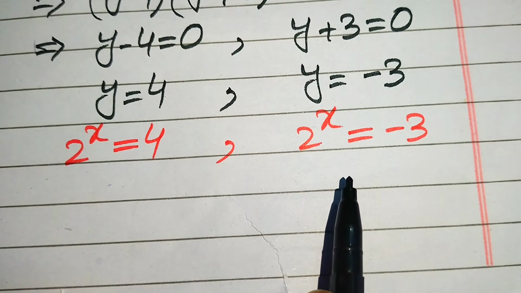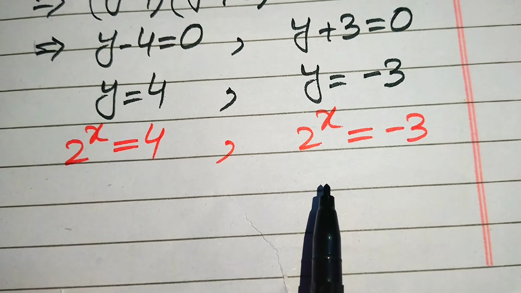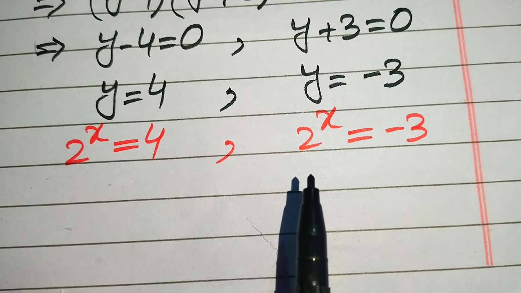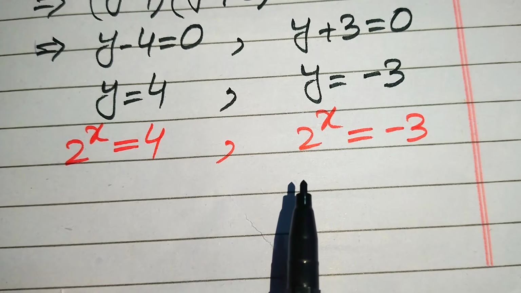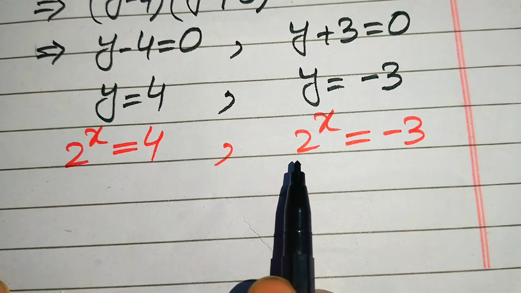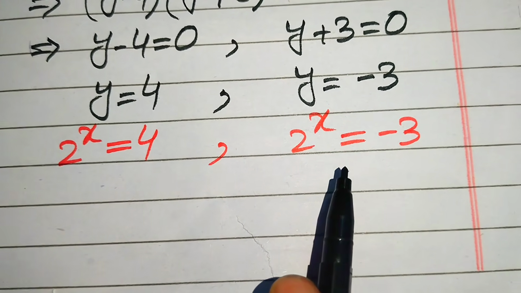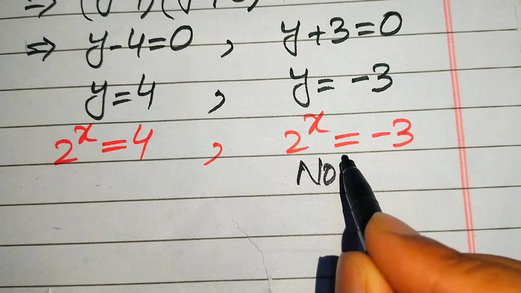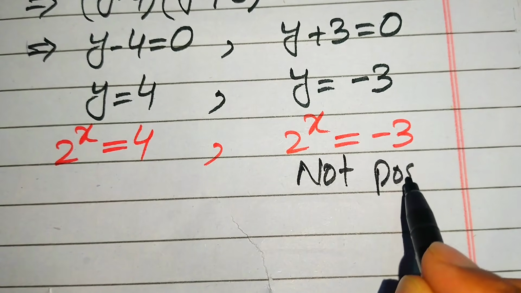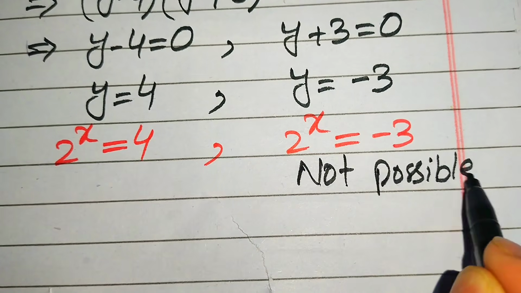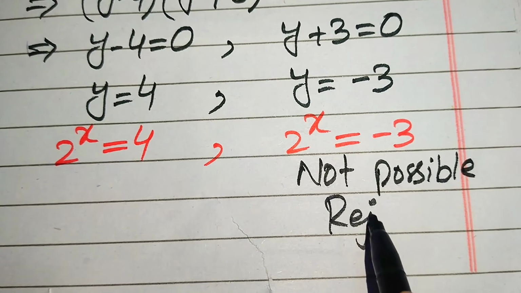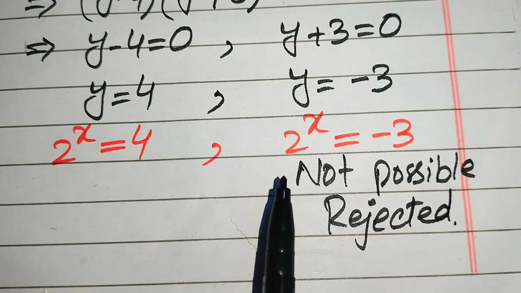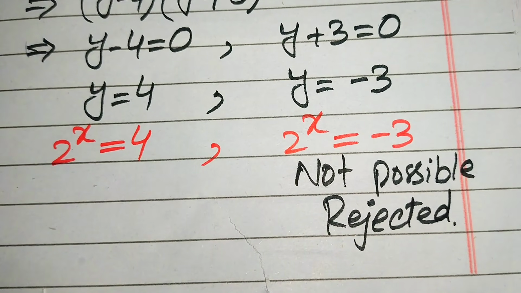Here you see that the right hand side is negative, and we very well know that an exponential function is always positive, or an exponential function cannot give us a negative value. So you see that this exponential function equals a negative value, so it is not a possible case. So if this is not possible, in other words we just reject this case because an exponential function cannot equal some negative value.